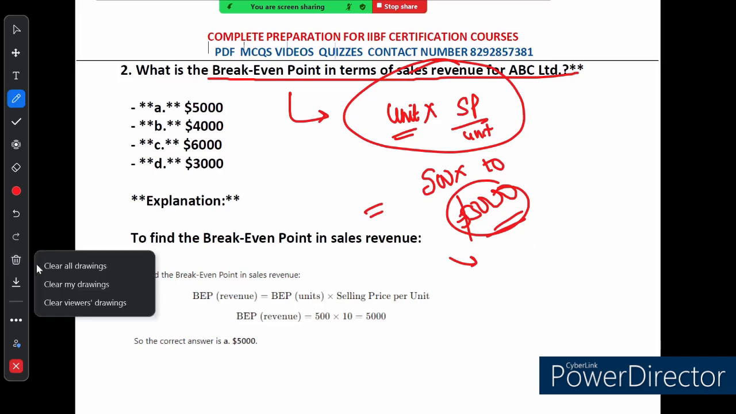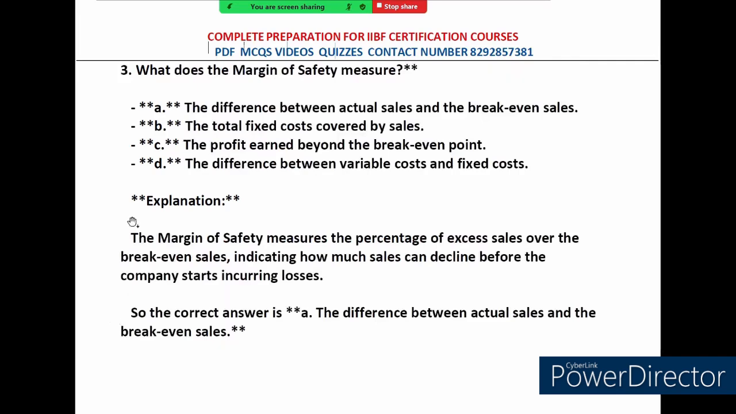Now let's come to the third part of this particular question. The third part is, what does the margin of safety measure? See, first of all, the question is asking what does margin of safety measure, and the next part is what is the margin of safety? That's the point. See, margin of safety, what are the options? The difference between actual sales and break even sales. So this is the correct answer.